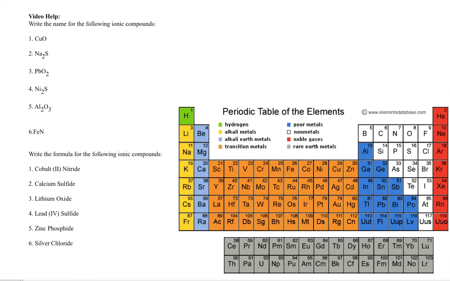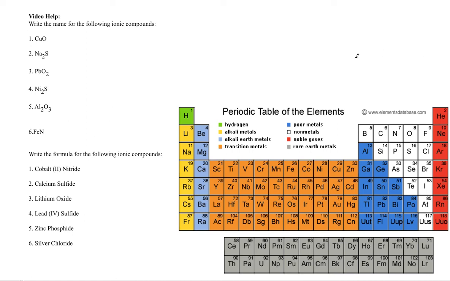All right, so what I'm going to do is go through this and review how to name ionic compounds if you know the charge, and then I'm also going to re-explain how to name them if you don't know the charge. Now, the biggest issue that people tend to have is, how do I know what the charge is? Well, that's why I'm here, to help out.